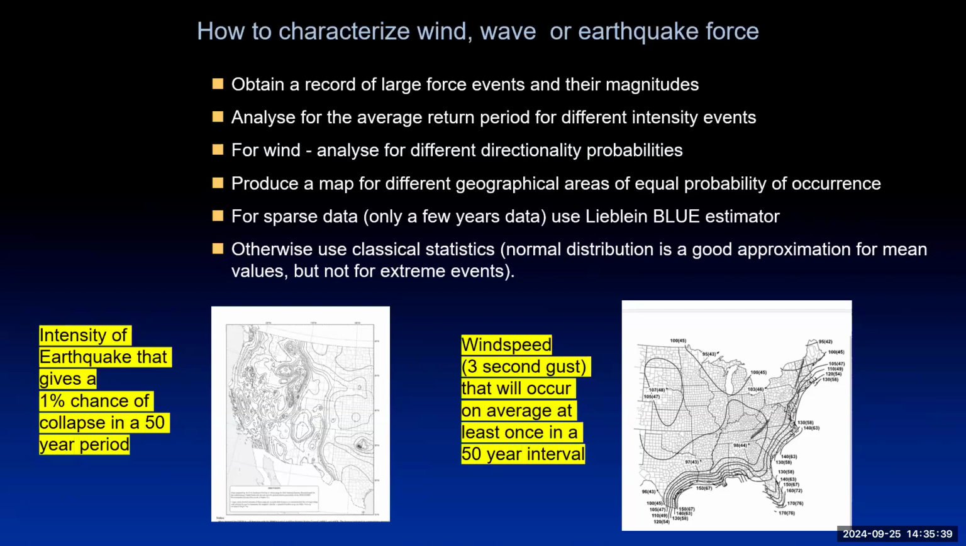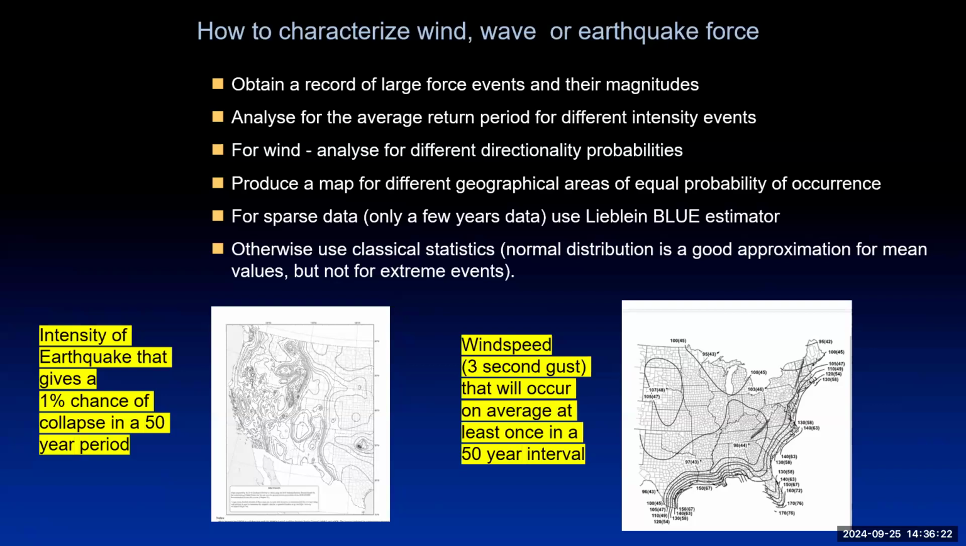Next, though, the wind doesn't blow from the same direction all the time. So why have we got isotachs here? And so we've got the basic wind speed that we use for design. In practice, in design, we use a wind rosette to show what the likelihood is of a wind occurring from all directions of the compass as well, in quadrant intervals. So we produce a map for different geographical areas of equal probability of occurrence.